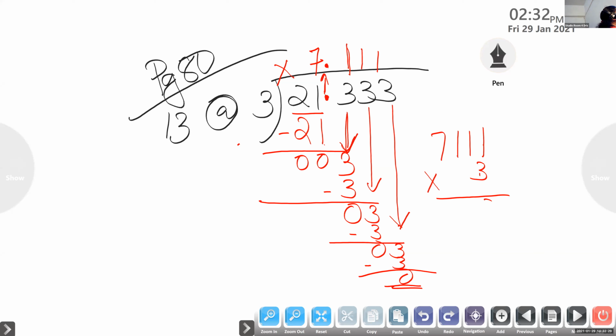3 times 1, 3. 3 times 1, 3. Again 3. 7 3s are 21. In the question, we have 3 decimals, and in the answer also, we should have 3 decimals. So 21.333. Yes, we got the correct answer.